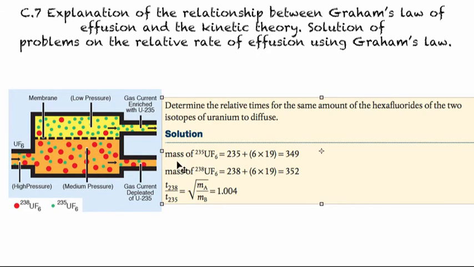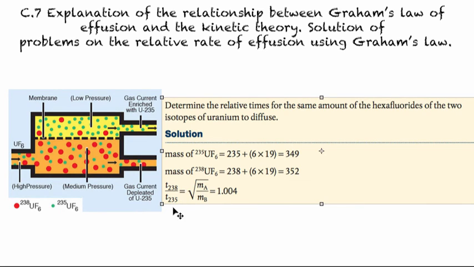So the first thing you want to do is find the molar mass. You take uranium plus 6 fluorines, and you get 349 for uranium-235, and 352 for uranium-238. So we use that formula, knowing that the ratio will be equal to the square root of the mass of A, uranium-238, over the mass of B, uranium-235. You plug that in your calculator and you get 1.004. In other words, uranium-238 will effuse at a rate of 1.004 times the rate of uranium-235, which is actually not very much.